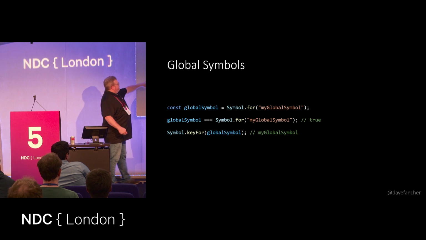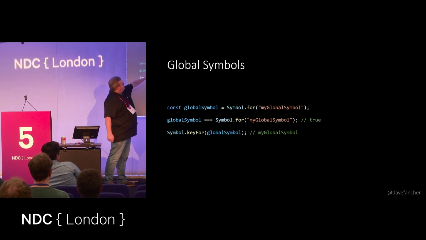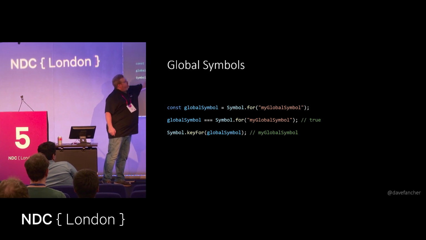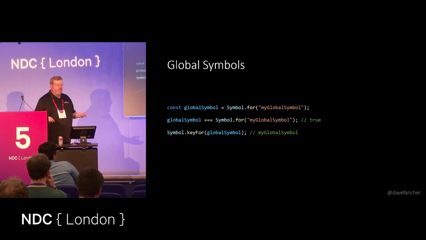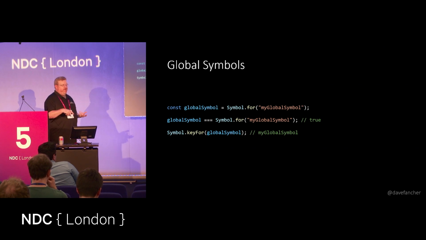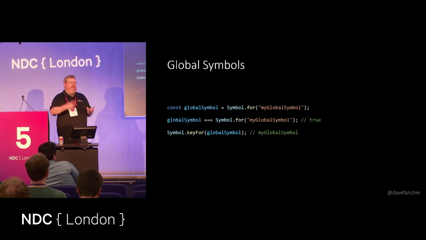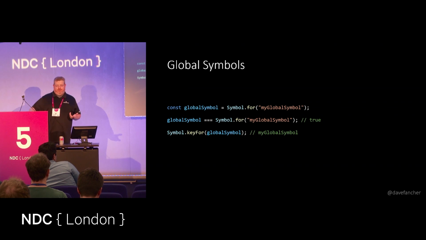And if I do a comparison, if I say the global symbol, which I've just defined, is actually equal to the one that's in the repository. If you were to do symbol without calling for and go my global symbol, that is not the same symbol. Every call to symbol gives you a new symbol.